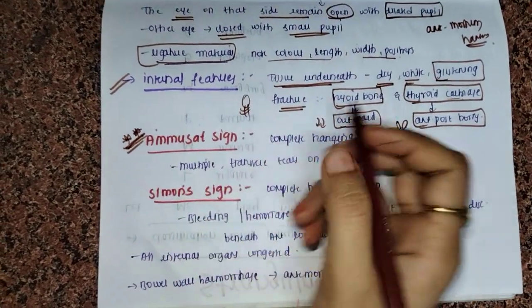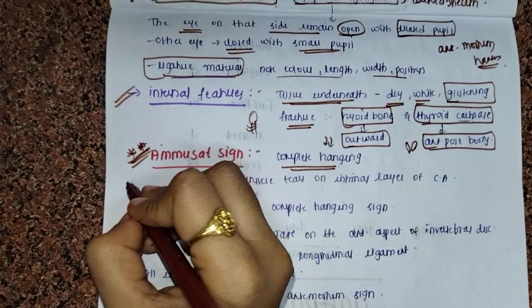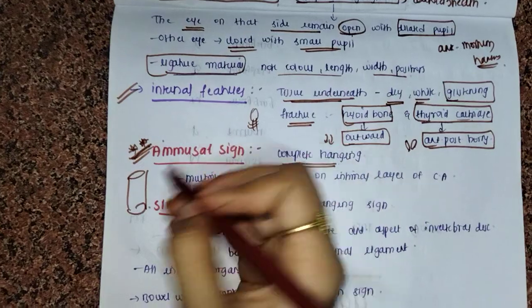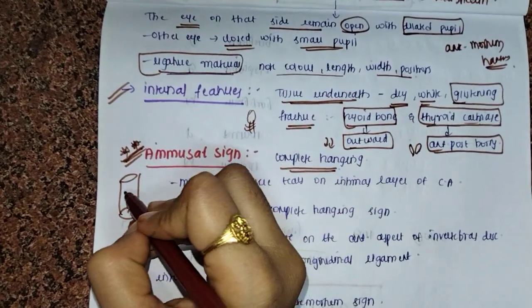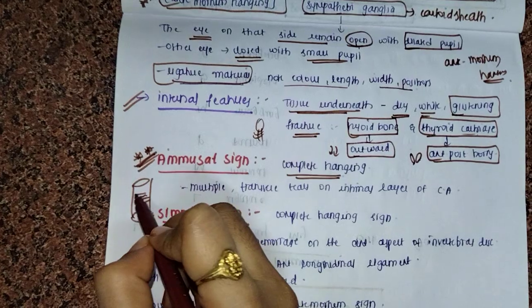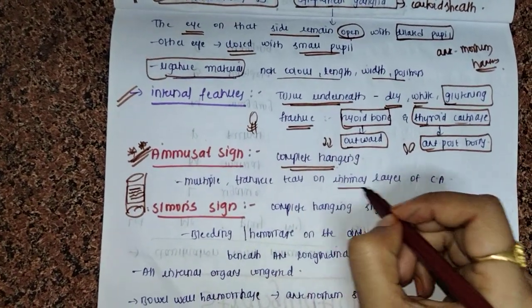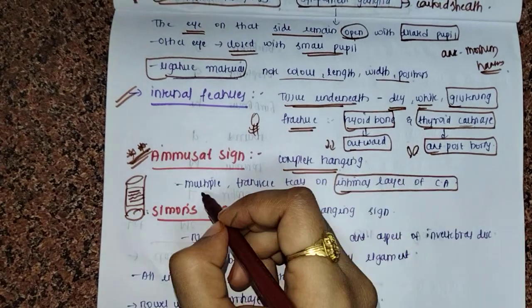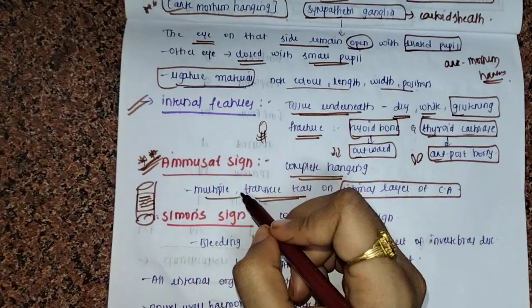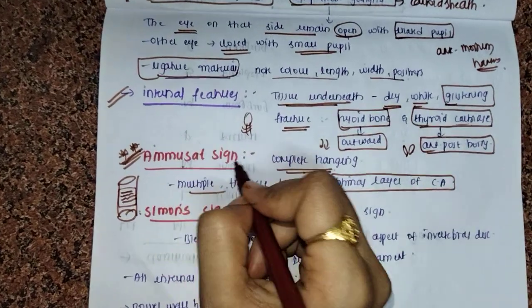Amussat sign is seen in complete hanging. If this is the carotid artery, there are multiple transverse tears on the intimal layer of the carotid artery. You are going to see multiple transverse tears, and this is seen only in complete hanging. This is known as Amussat sign.